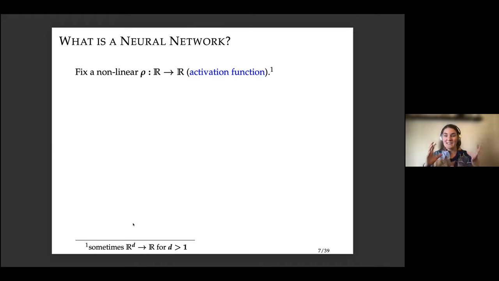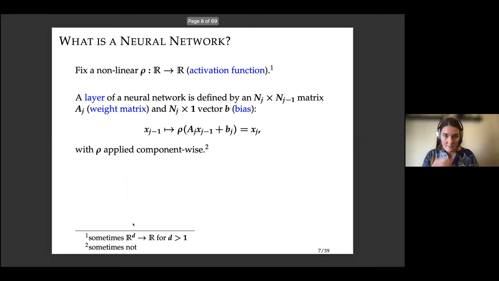All right, so basic question: what is a neural network? For a neural network, we fix some sort of nonlinear function, usually from R to R, that we call an activation function. There might be something like a softmax or some other type of nonlinear function that's applied at the end that's not component-wise, but we're going to be focusing on this component-wise function. Okay, component-wise, so I use that word, why do we have components?